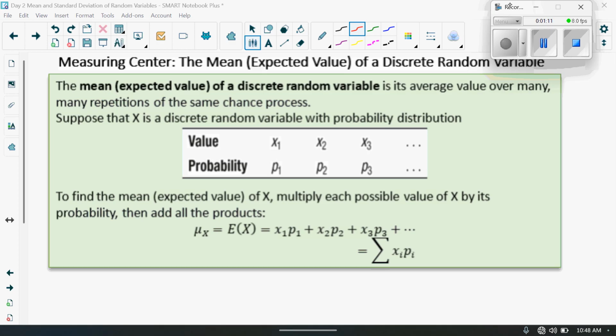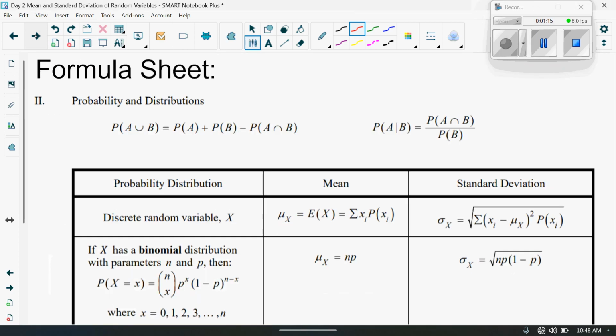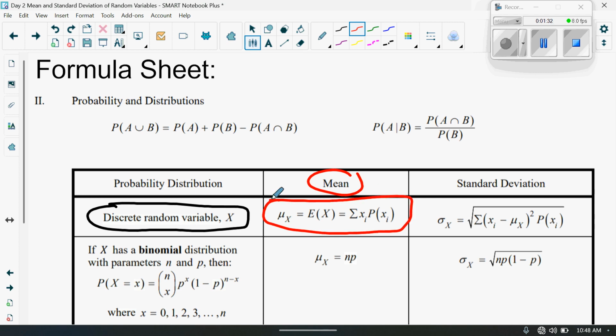There is a formula on this sheet, and it is also on the reference sheet, and I want to show you that here. If you look on my formula sheet where it says probability, which is Roman numeral 2, underneath it says discrete random variable X, and it says mean. I'm going to circle that. Notice we have the symbol mu for mean, and that means population mean. And we also have E of X. E of X means expected value of X.